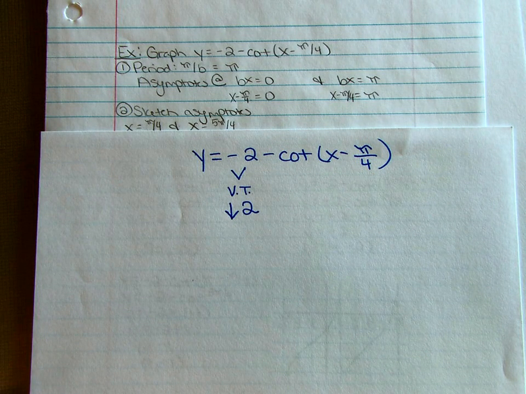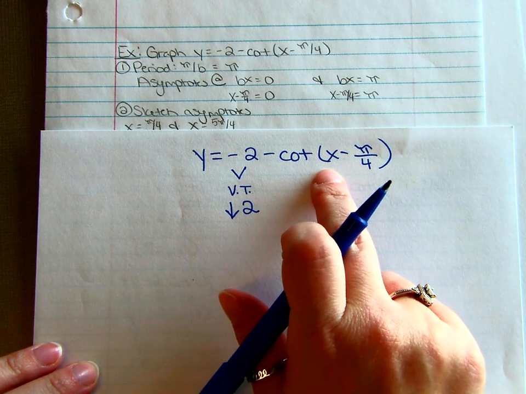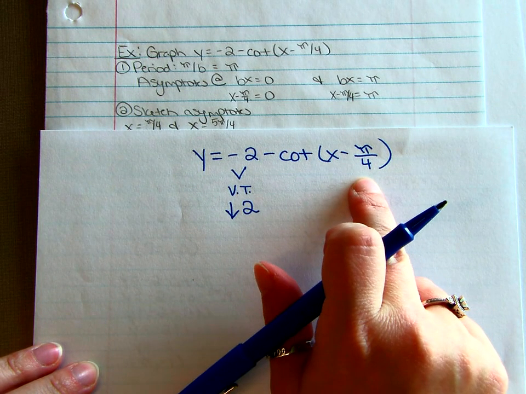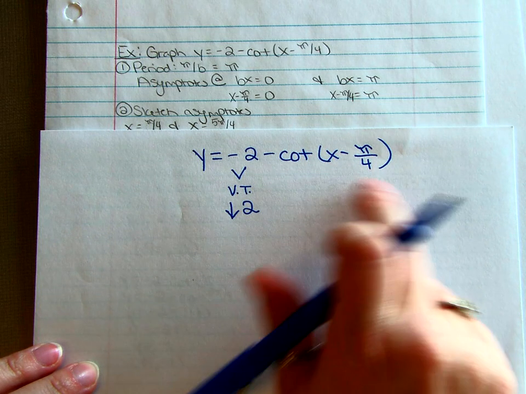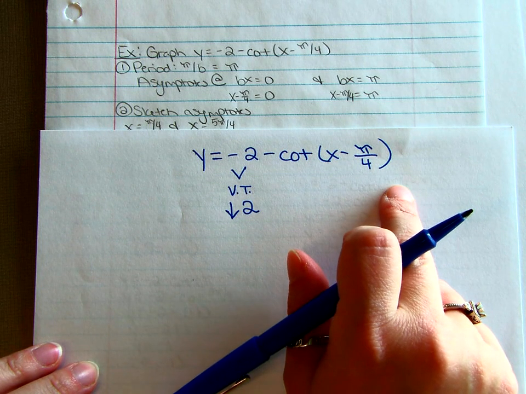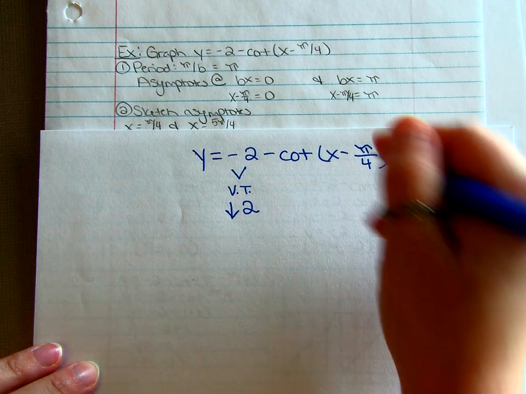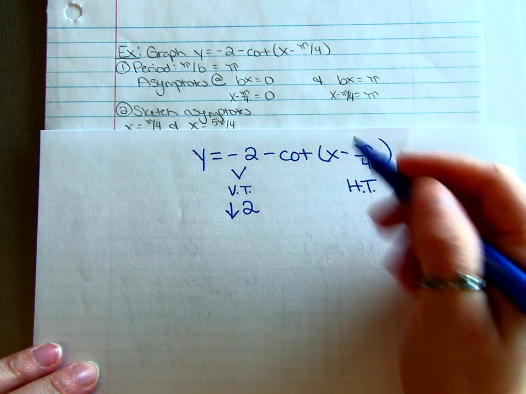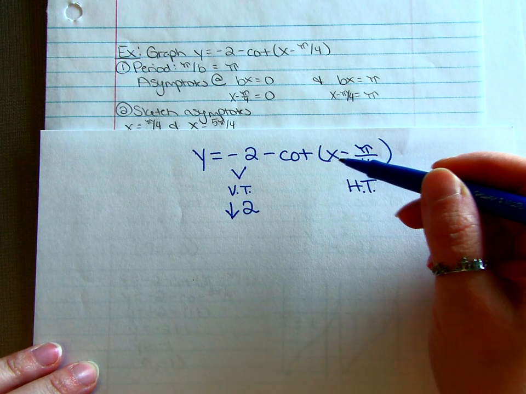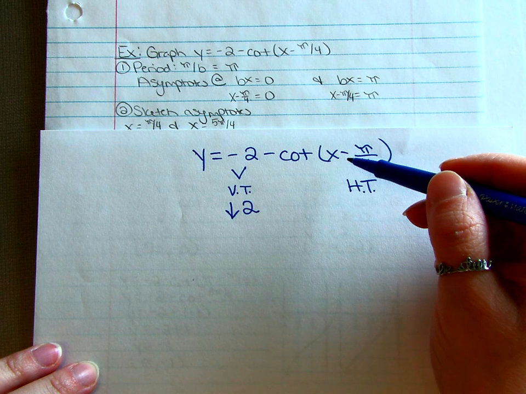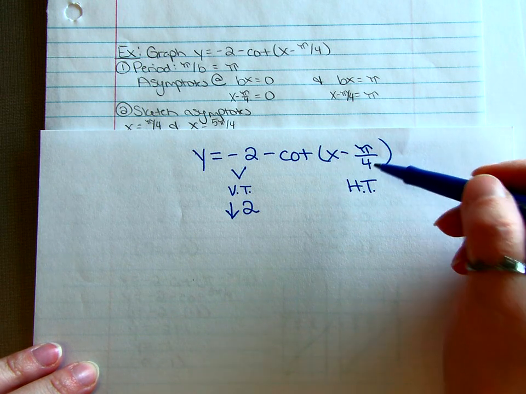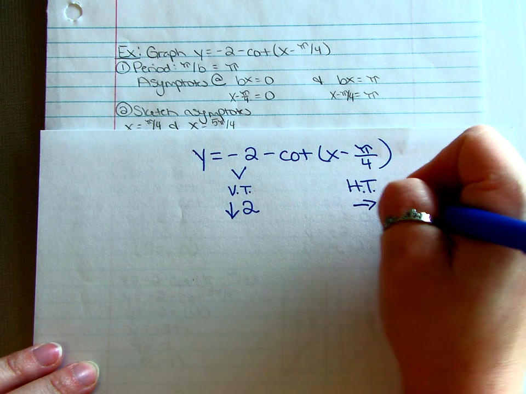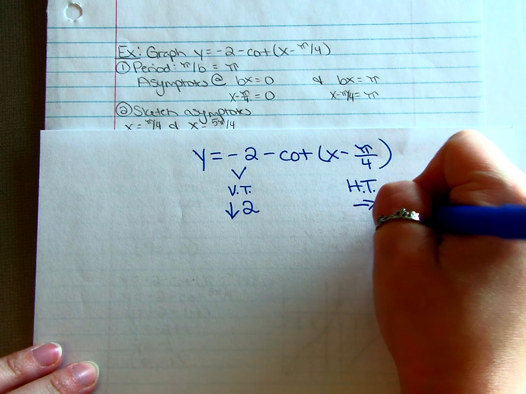Inside, I have an x minus pi over 4. Notice I say inside because it's inside the set of parentheses, so it's inside of the function. This is a horizontal translation. And remember, the horizontal translations go the opposite direction that you would think. So if it's minus pi over 4, that means we're shifting everything to the right by pi over 4 units.